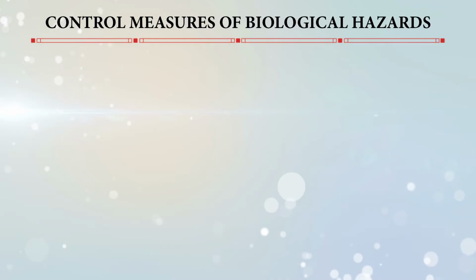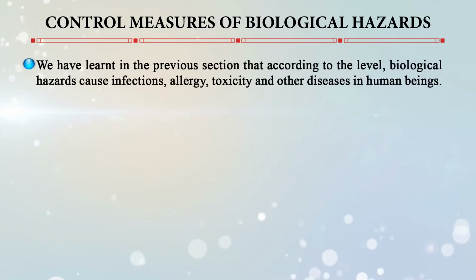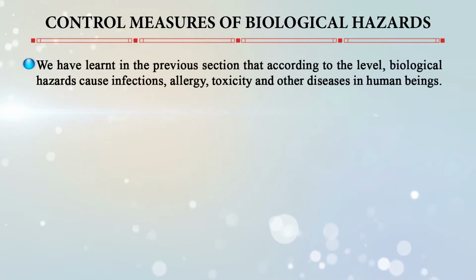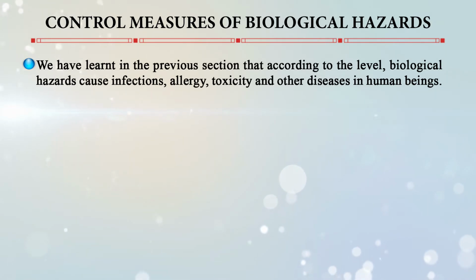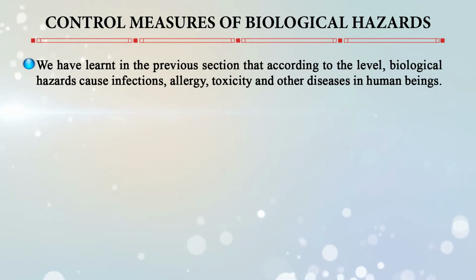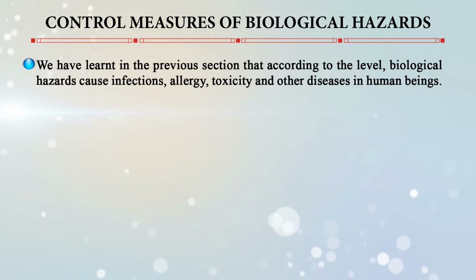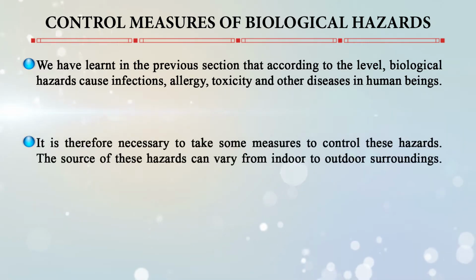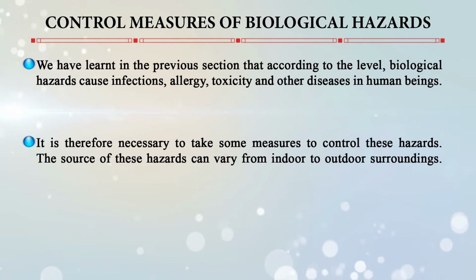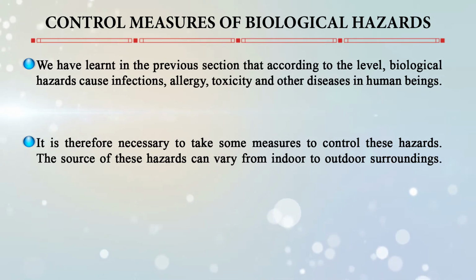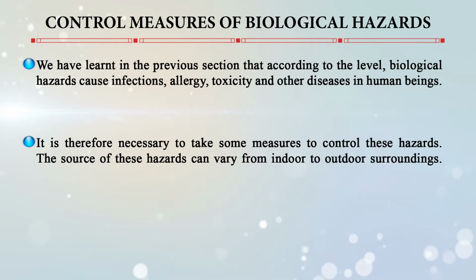Now that we know the levels of biological hazards, are there any control measures for the same? We have learnt in the previous sessions that, according to the level, biological hazards can cause infections, allergies, toxicity and other diseases in human beings. Therefore, it is necessary to take some measures that can control these hazards. The source of these hazards can vary from indoor to outdoor surroundings.